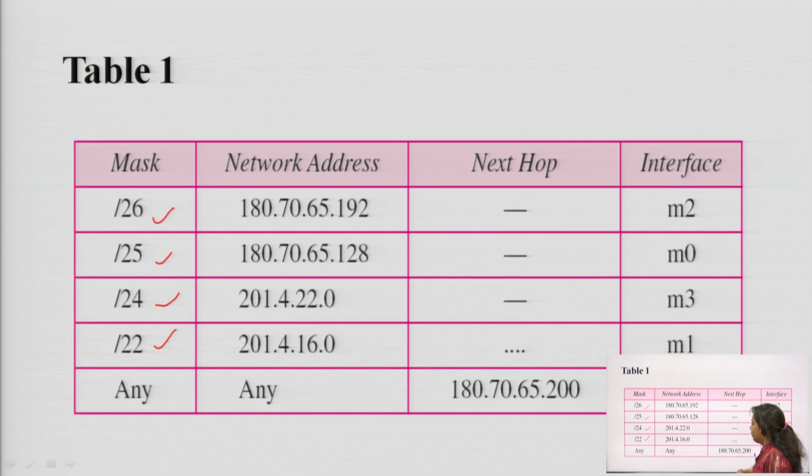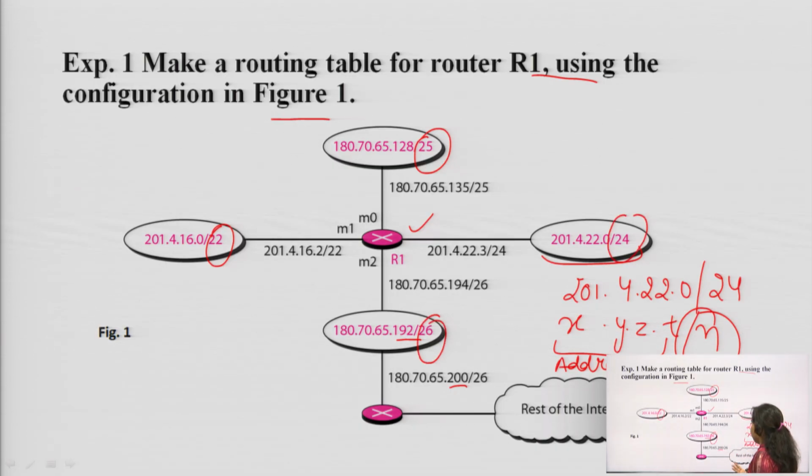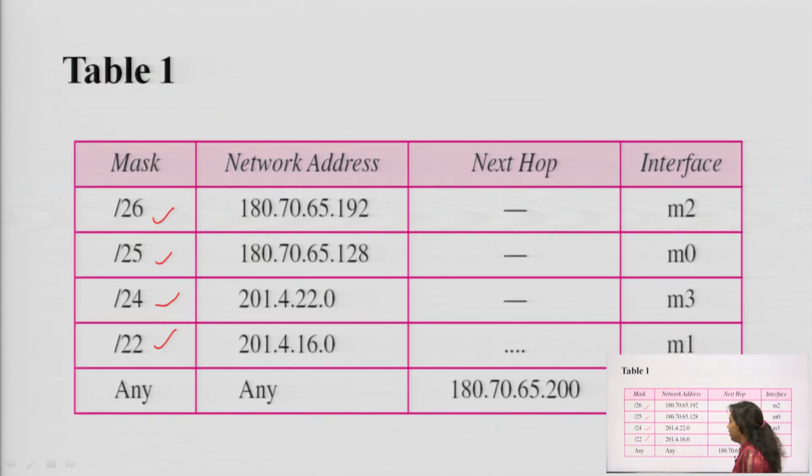These are the network addresses. If you can see in the previous slide also, this is /22, /25, /24 and /26. So, these are the 4 different entries which are made, and if it is moved to the rest of the internet, then a different mask will be available, and these are the addresses which are mentioned in the table. This is showing the next hop information, and this is showing the interface which is written over here, that is M2, M0, M3 and M1.